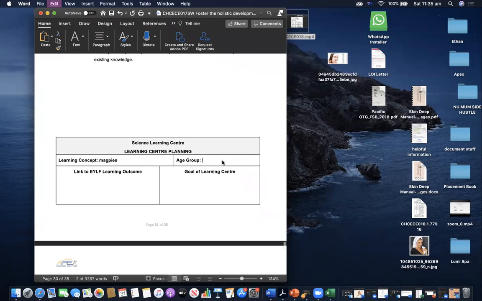Okay, I'm going to put it in here. Now, I'm going to link it to the outcomes last because I need to think of my goal. So my goal, what will my goal be? What do I want the children to learn about magpies? Okay, so I'm going to do about the habitat of a magpie, oops, I spelled that wrong, but you know what I mean.